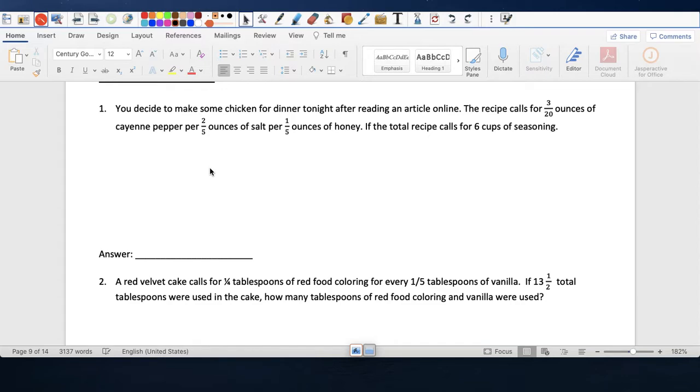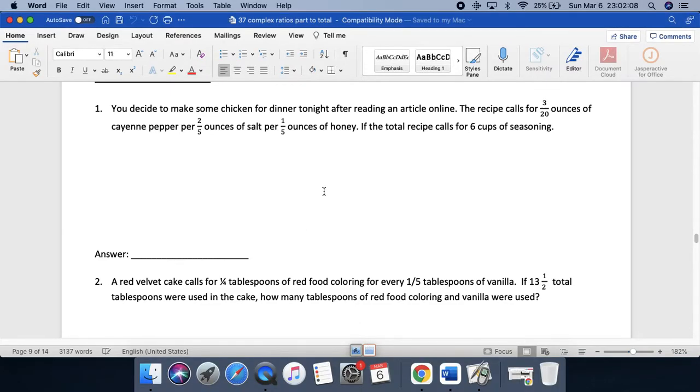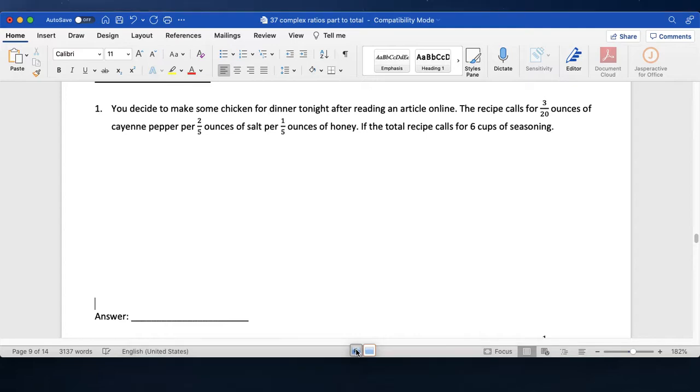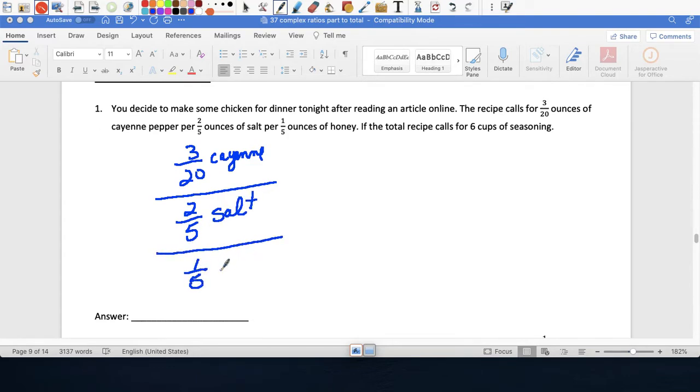So you decide to make chicken for dinner tonight, and the recipe calls for... So we're gonna write the ratio: 3 over 20 ounces of cayenne pepper over 2 over 5 ounces of salt. And then we also are comparing 1 over 5 ounces of honey.